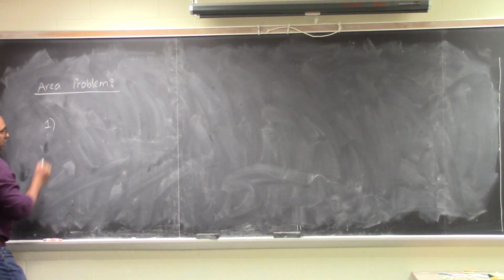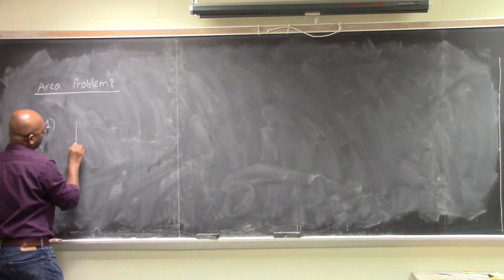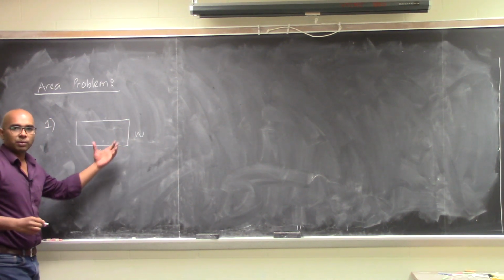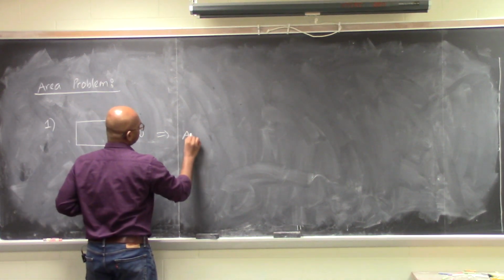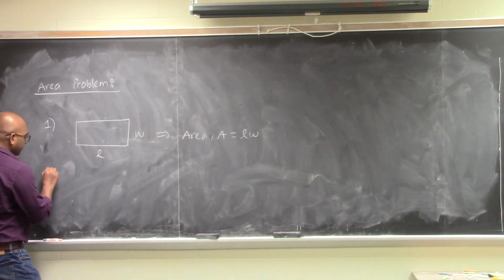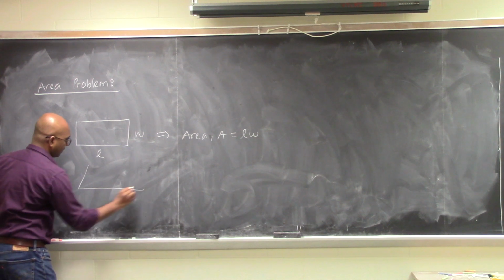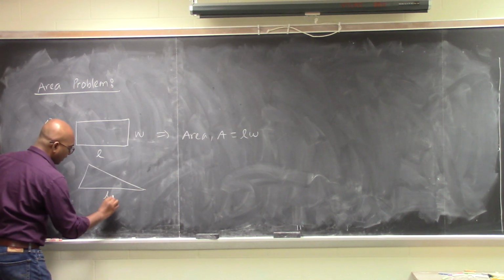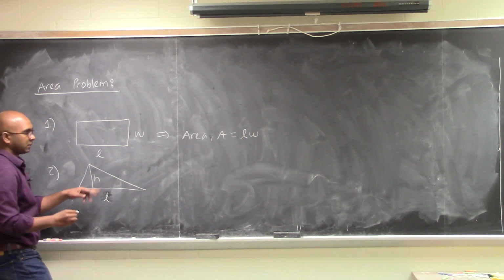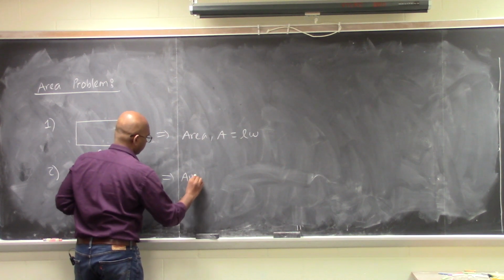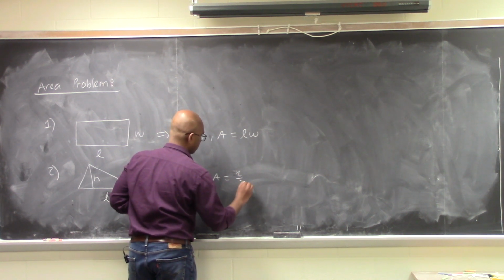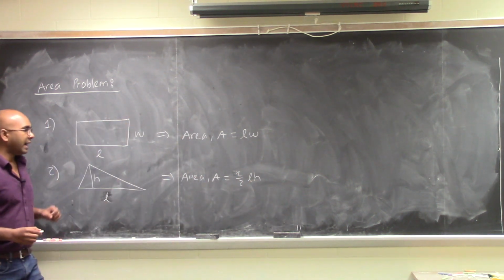Okay, so let me ask you a few questions. Suppose we have a rectangle of, say, length L and width W. Now what is the area of this rectangle? The area of this is just length times width, right? It's that simple. And the second one is, what is the area of a triangle that has length L and height H? Yeah, we know that this area is 1/2 times length times height, right?